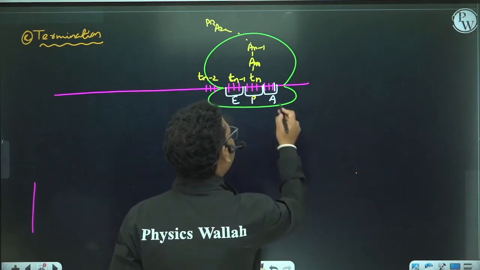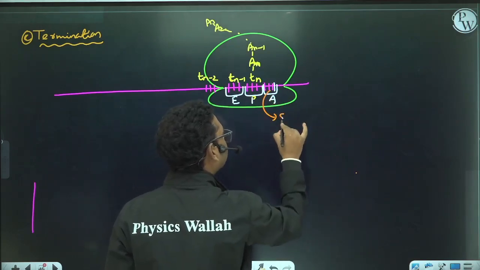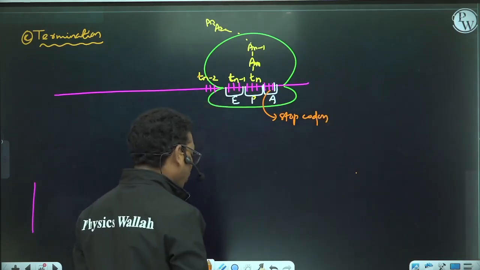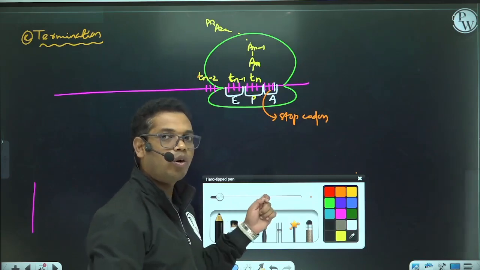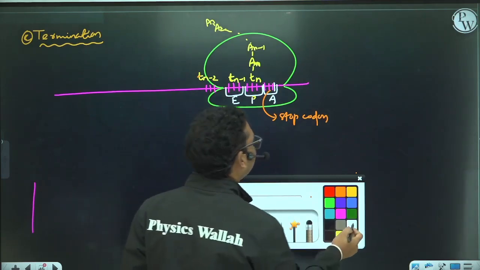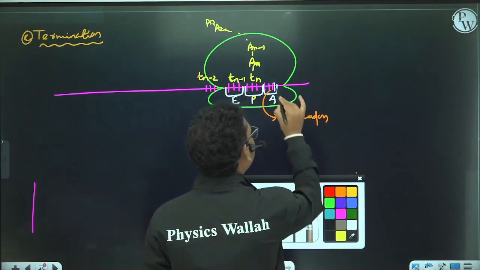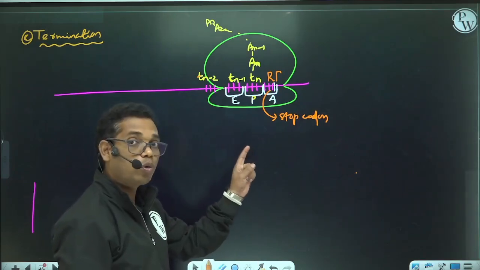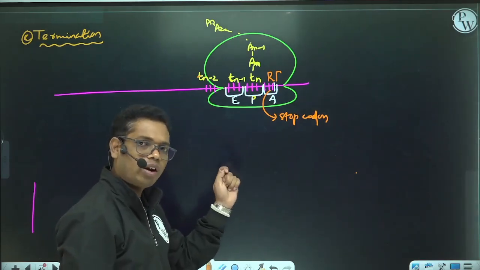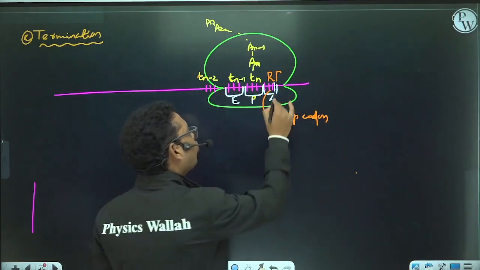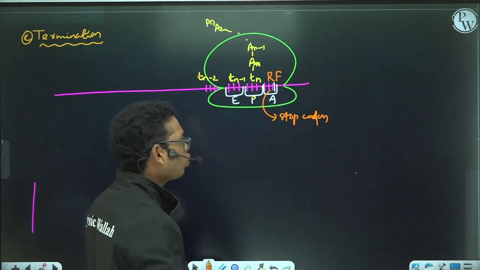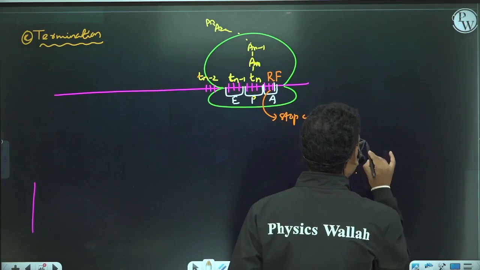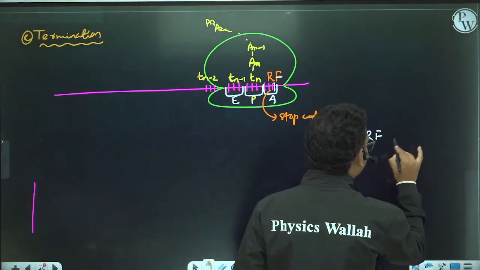Now if at the A side a stop codon arrives, then what will happen? If a stop codon arrives, then no tRNA will go and bind. So in that case, which will go and bind? It is the release factor. Instead of tRNA, the release factor will go and bind. Okay, so we have three types of stop codons, and the release factor is also of two types.